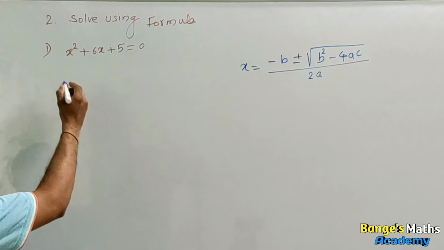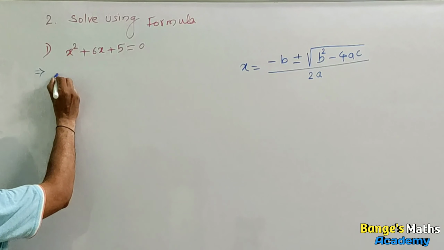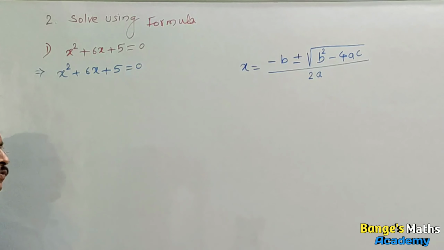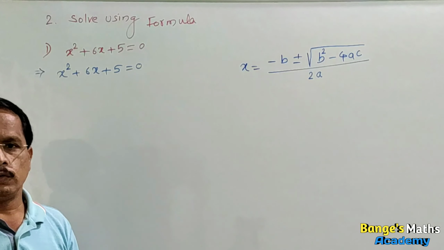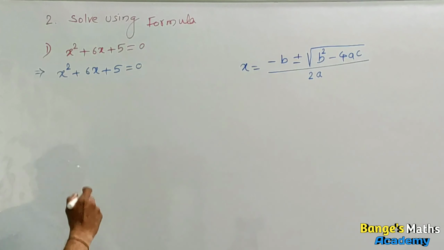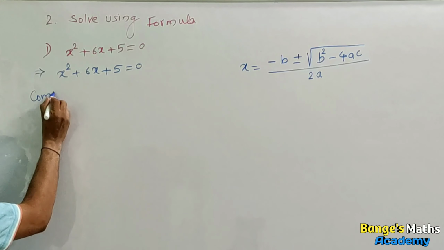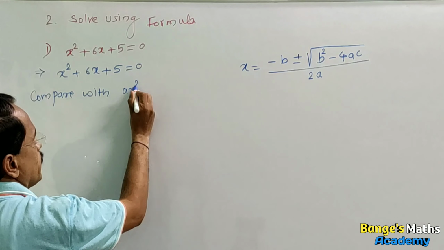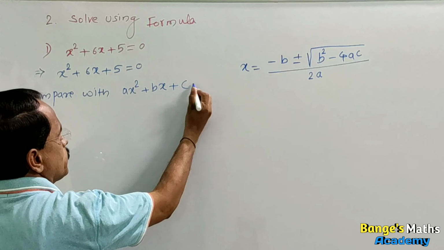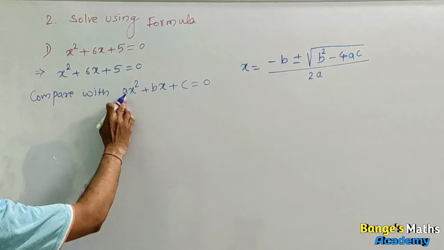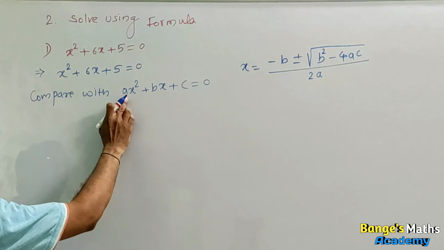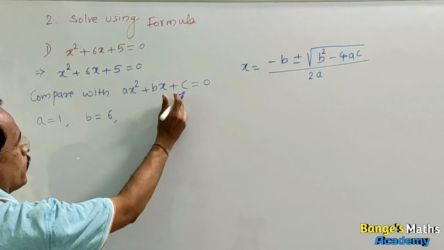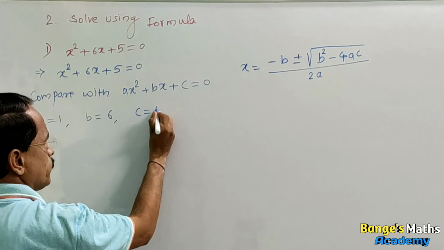So first of all, write down the given example: x square plus 6x plus 5 is equal to 0. Compare the given equation with the general form of a quadratic equation, ax square plus bx plus c is equal to 0. Value of a is 1. Value of b is plus 6. Value of c is plus 5.